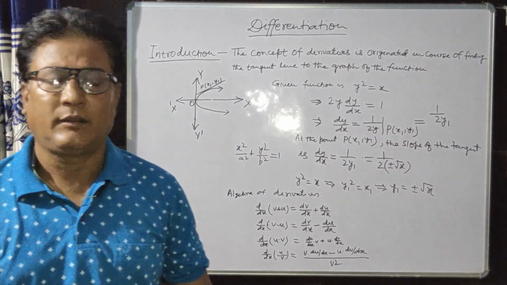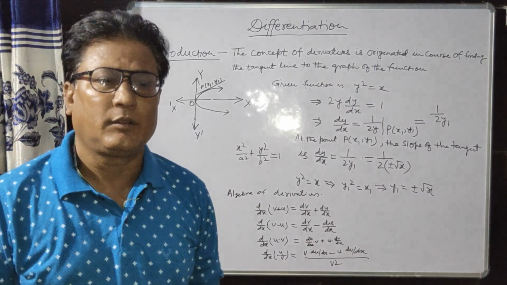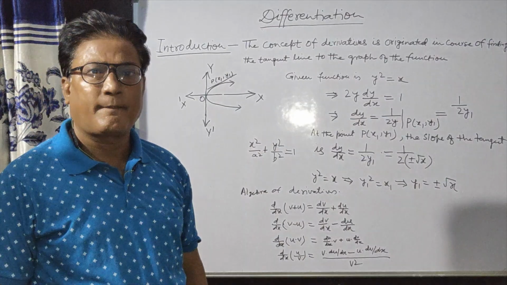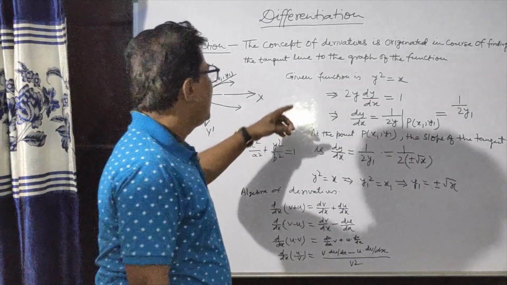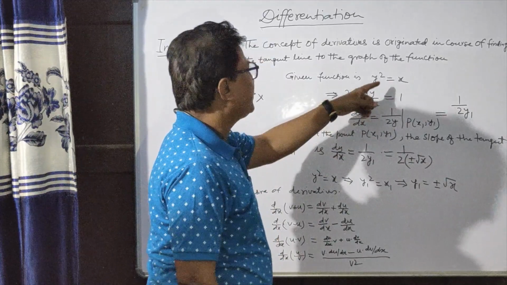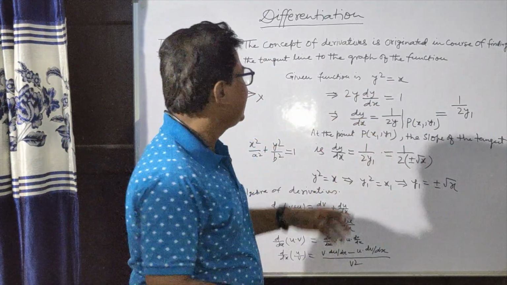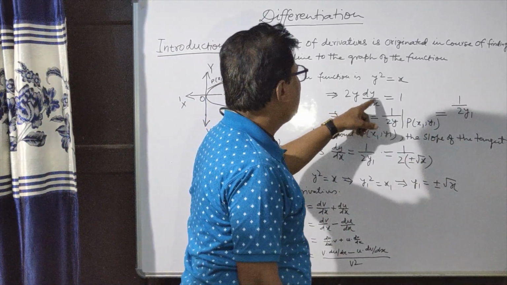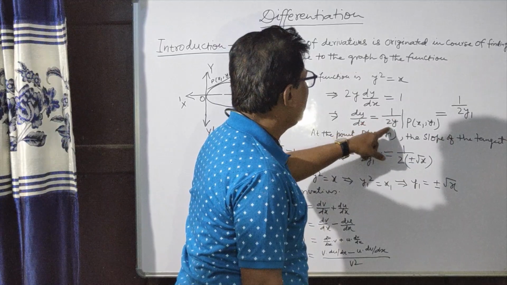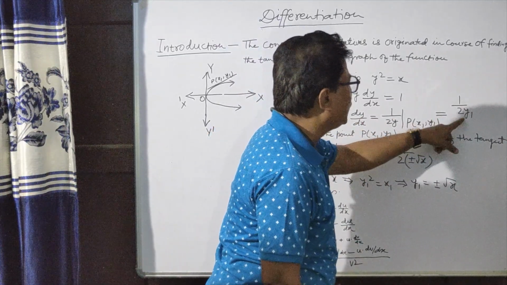And by the first principle, first of all, I will tell you how I can derive. So the given function is y squared equals x, and this function is differentiated. That is 2y into dy/dx equals 1. dy/dx equals 1 by 2y at the point (x1, y1). That will be equal to 1 by 2y1.